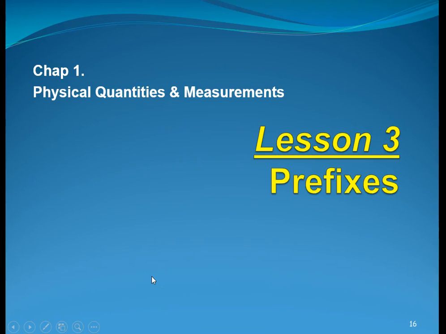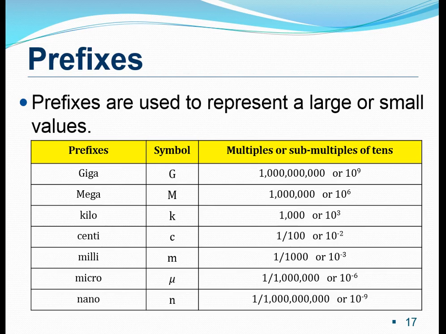Hi there, welcome to Physics, Chapter 1, Physical Quantities and Measurements, Lesson 3, Prefixes. Now, prefixes is a simple concept to understand, but it is not so simple to actually use them. Prefixes are basically symbols used to represent a very large or small value.